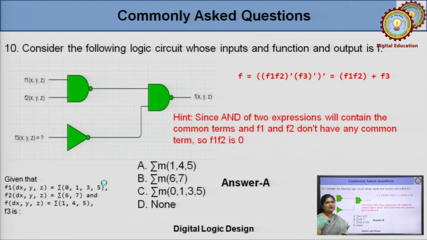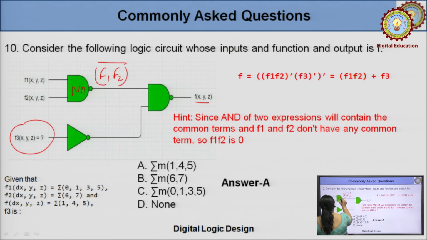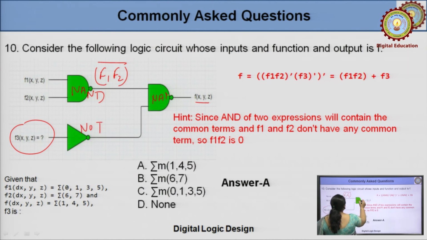Now moving to the next question, it is similar to the question which I have explained earlier in the slide. This is the logic circuit diagram. There are three functions f1, f2 and f3 and a main function f which is the output, and you have to find out the value of this f3. What will be the expression for this? f1 f2 whole bar, because this is the NAND gate, right? This is NOT gate, and what will be this? It is also a NAND gate. So the expression for this NAND gate is f1 dot f2 whole bar, and this is f3 bar.